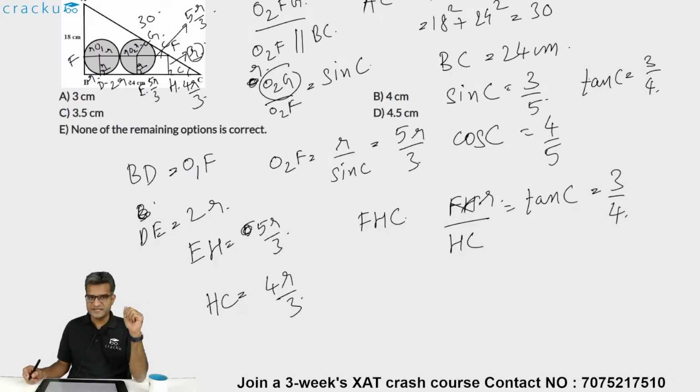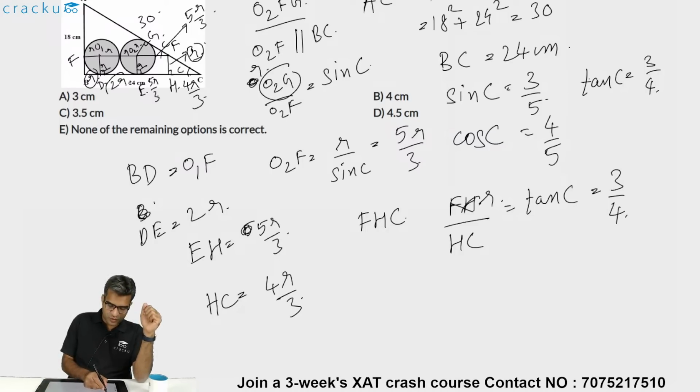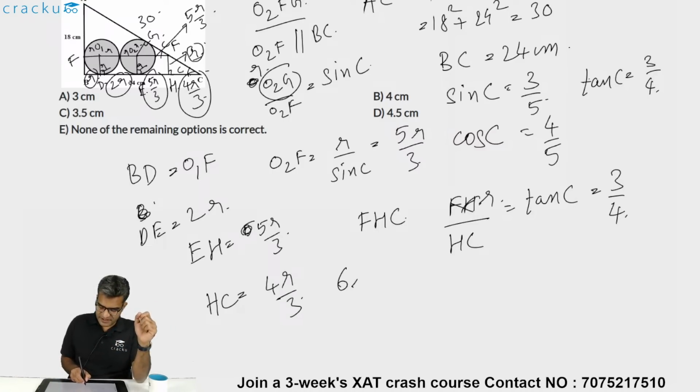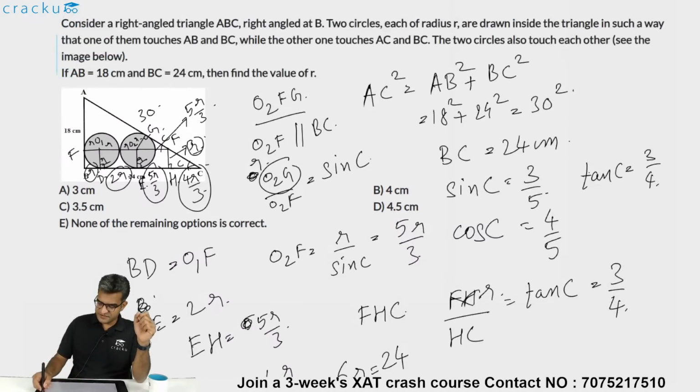Overall, the length of BC is R plus 2R plus 5R by 3 plus 4R by 3. 5R by 3 plus 4R by 3 is 3R. So overall, the length of BC will be equal to 6R, which is equal to 24 centimeters. Or the value of R is 4 centimeters. So the answer for this question is option B.